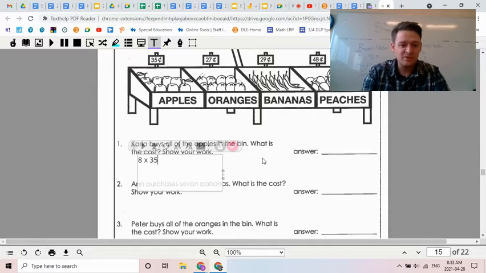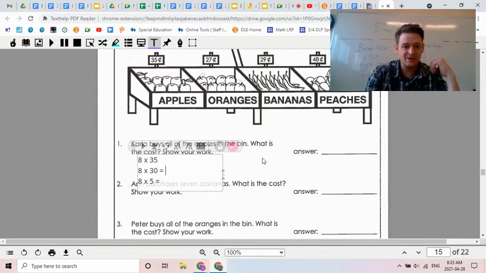So for this one, if I wanted to, I could add 35 8 times. That actually seems like a lot more work. So instead, I'm going to go back to our old break it up and put it together strategy. So I'm going to do 8 times 30 because the 3 in 35 is worth 30. And then I'm going to do 8 times 5 because the 5 is worth 5 ones. And then I'm going to put those numbers together.